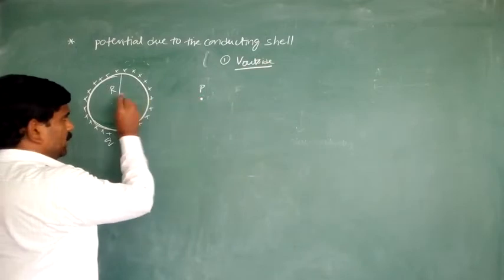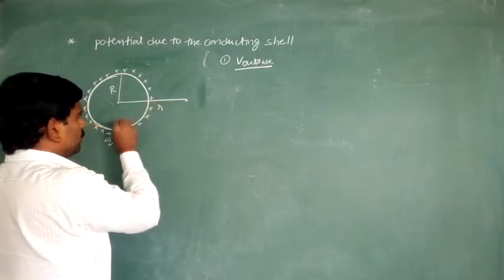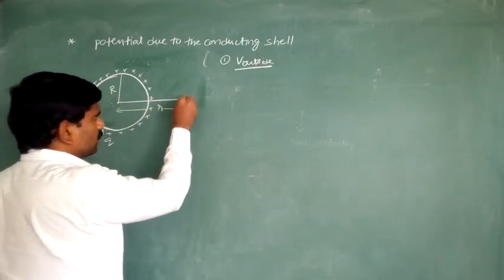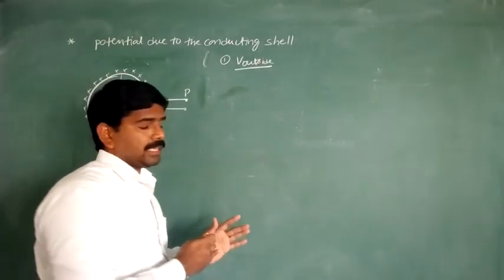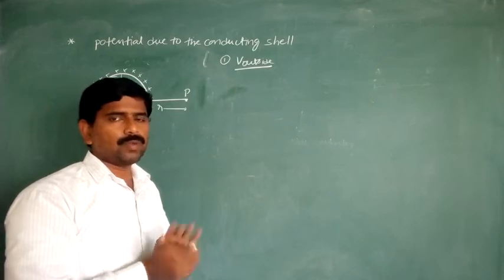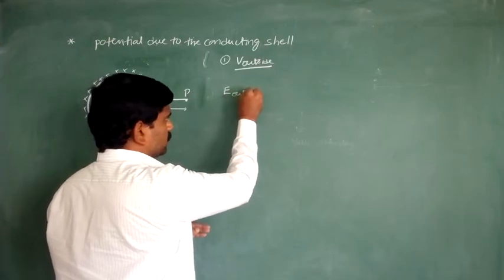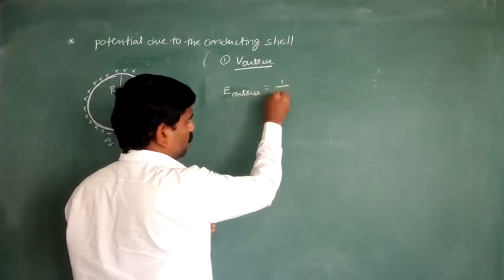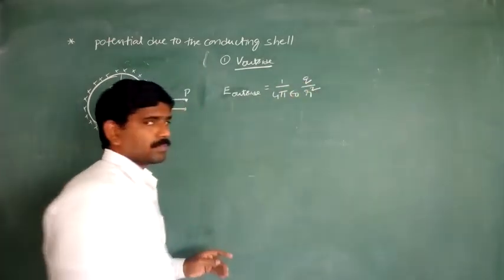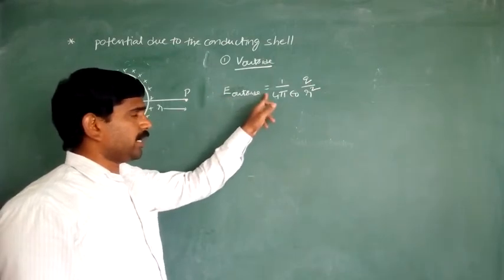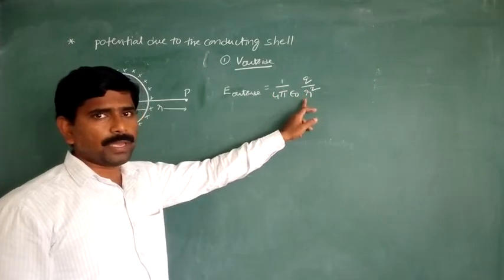So here this point is at a distance of small r meters from the center of the shell. We know from the electric charges and fields topic that the electric field intensity outside of this shell is equal to 1 by 4 pi epsilon naught into Q by r square. Electric field intensity E outside is equal to 1 by 4 pi epsilon naught into Q by r square.